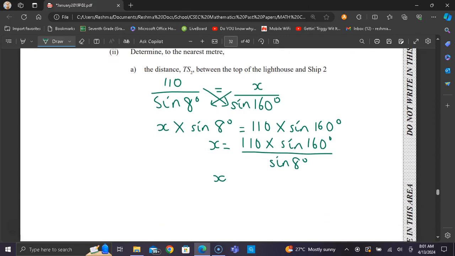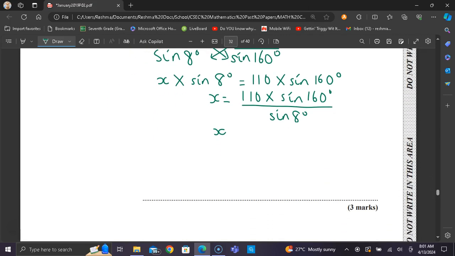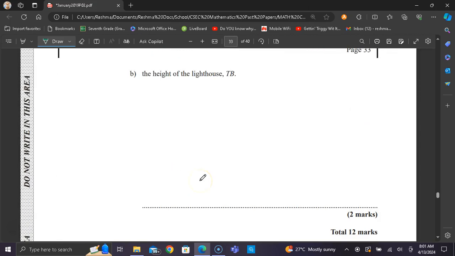Now we could input this directly into a calculator, right? Because this is just worth 3 marks. So 110 sine 160, and then divide that by sine of 8 degrees, and we will get x to be 270 meters. All right, to the nearest whole number. Okay. Let's go on to part B, the height of the lighthouse TB for 2 marks.